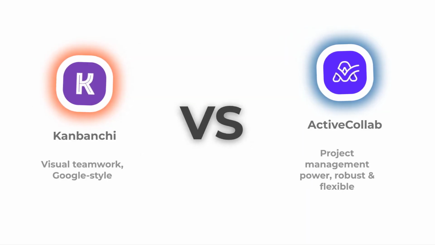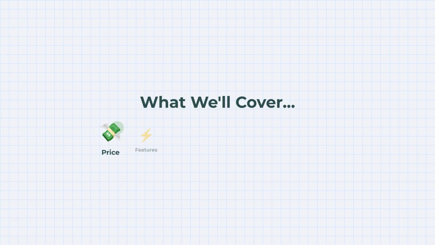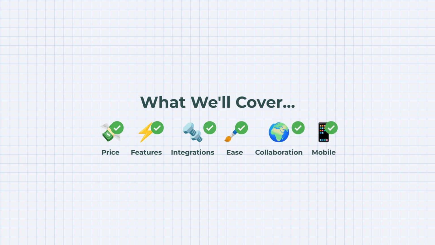Kanbanchi or ActiveCollab, two giants for organizing your workflow, but which one actually helps your team deliver more? On one side, Kanbanchi, packed with Google Workspace integration. On the other, ActiveCollab, built for powerful project management with a creative twist. We're testing these platforms in the situations you'll really face, from collaboration, interface, pricing, customization, and beyond.